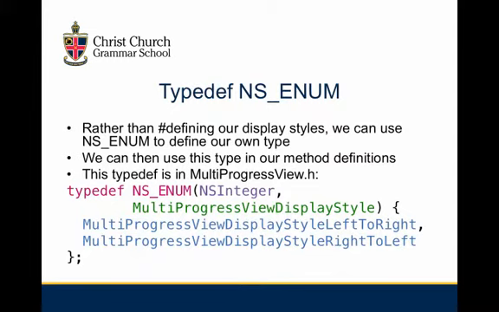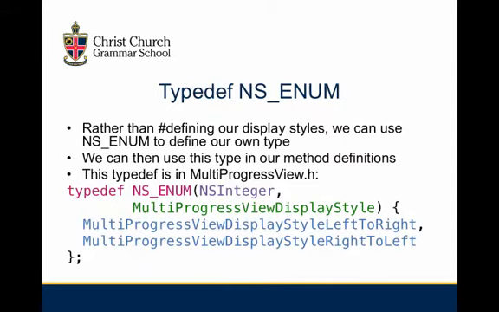We're going to put this in the header file. You use this when you have parameters or arguments to methods that are specific to yourself. So in this case, our UI view is going to have multi-progress view display style left to right and display style right to left. If you choose right to left, it's just going to right align all those bars, right? So it can do it either way.